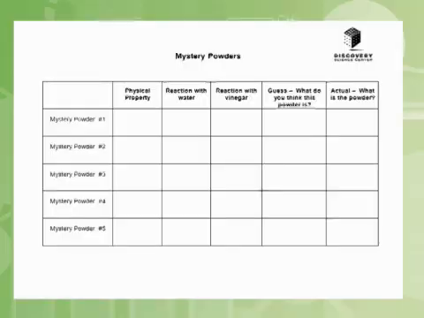So they're going to do physical property. They're also going to see if it has a reaction with water. They're going to test all 5 with water. Then they're going to test all 5 with vinegar. And then finally, they're going to make a guess to see if they can guess what this powder is. And what do you think it is? And then also, what is it? So we're going to fill in that chart as we go. They're going to collect the data.